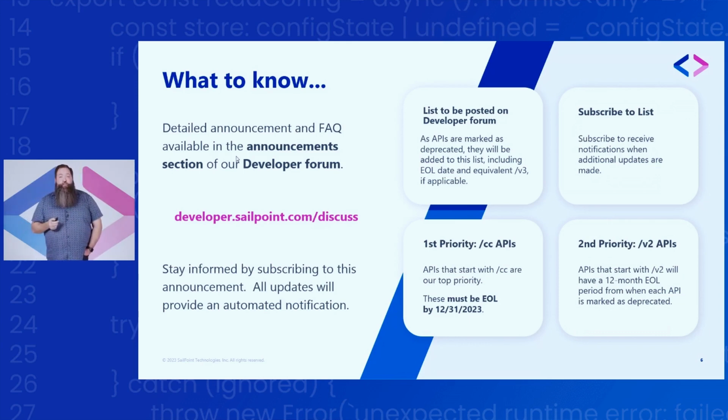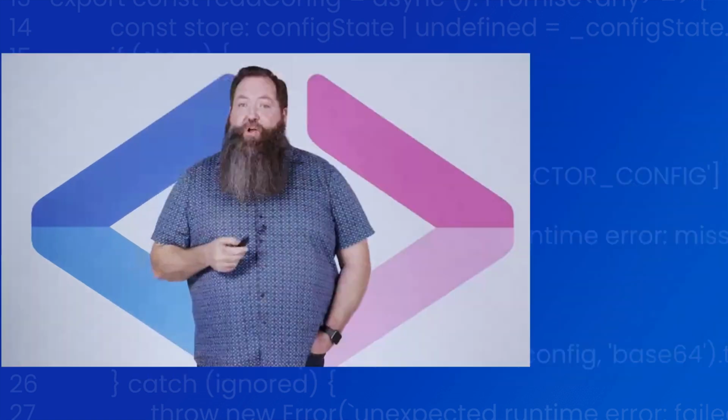The second priority of APIs will be those that are the V2 APIs. These V2 APIs will have a 12-month end-of-life process from when they get posted as deprecated on the site. So you'll have a 12-month period to be able to move off of those APIs and start to use the new V3 APIs.